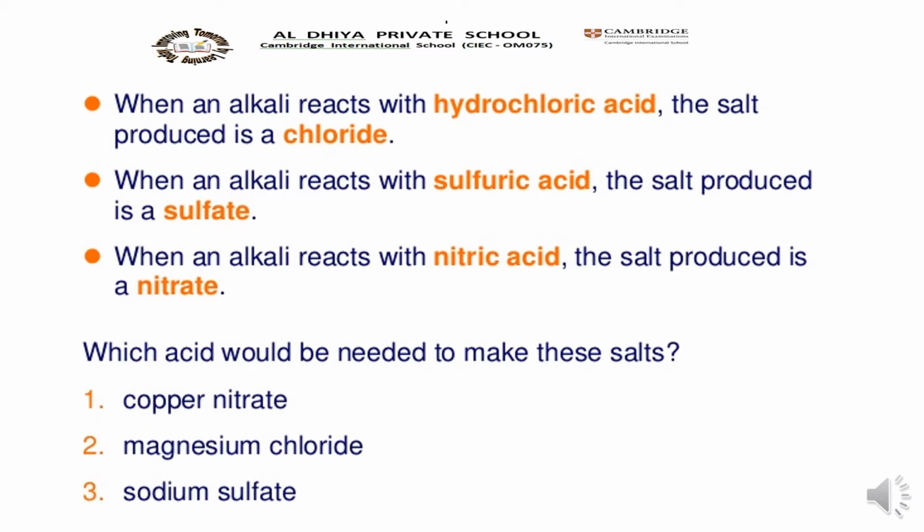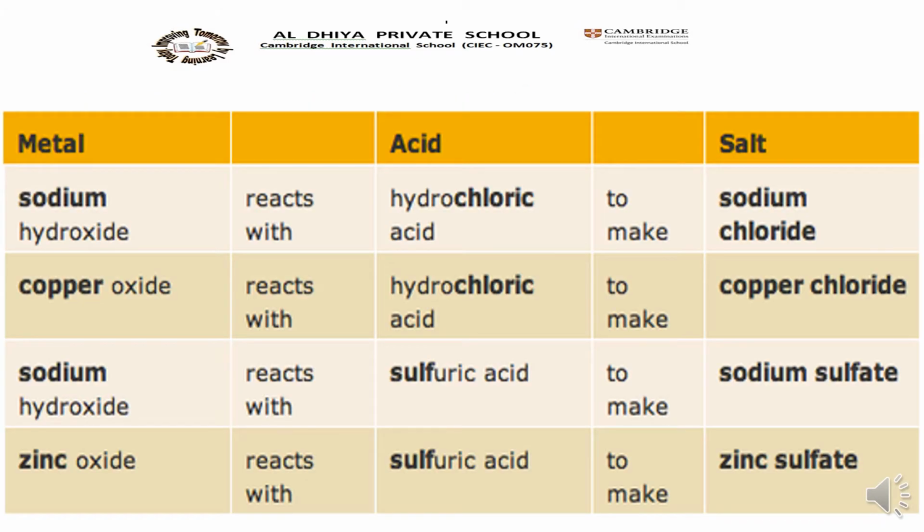Then which acid would be needed to make these salts? Can you say the answer? Copper nitrate. Which acid is used? Nitric acid. Magnesium chloride, hydrochloric acid. Sodium sulfate, sulfuric acid.